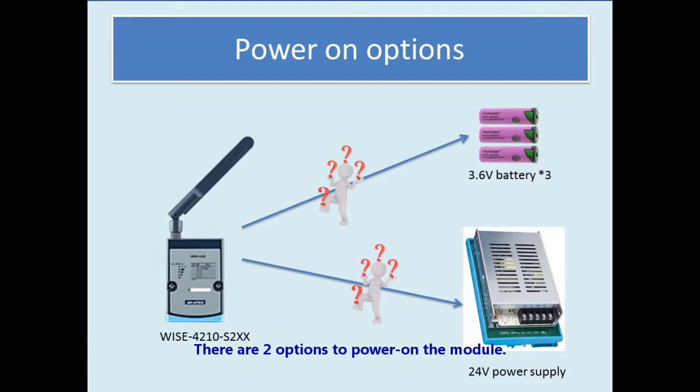There are two options to power on the module. First option is using 3 batteries at one time, and each of them is 3.6 volts. The second option is using a 24 volts power supply. Please note that the AP does not support battery input. It only supports 24 volts power supply input.